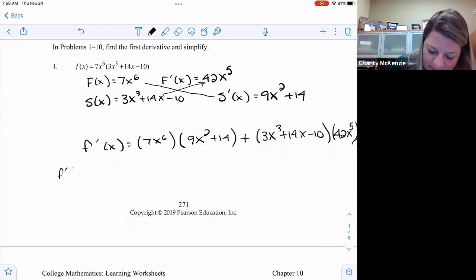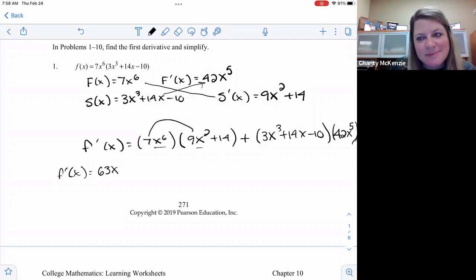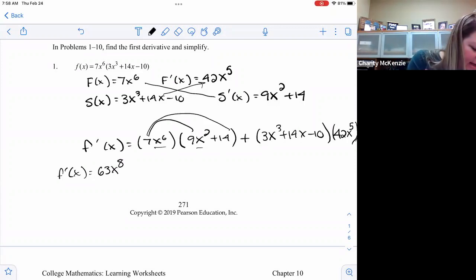So derivative of this is going to equal 7 times 9. Why can't I think of 7 times 9? 63. So 63x. We're timesing, so we add our exponents. 6, 7, 8. So we have x to the 8. And then 7 times 14 is 98. So that's plus 98x to the 6th.